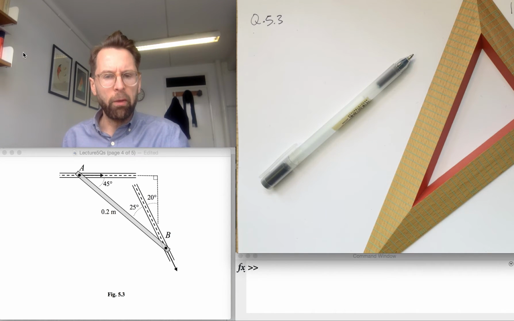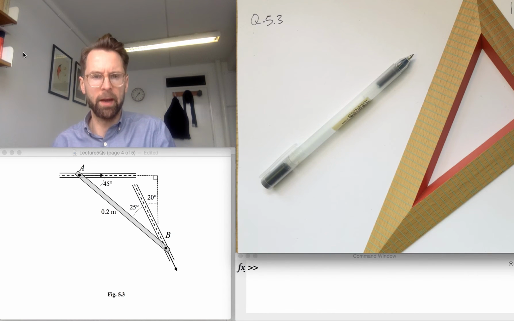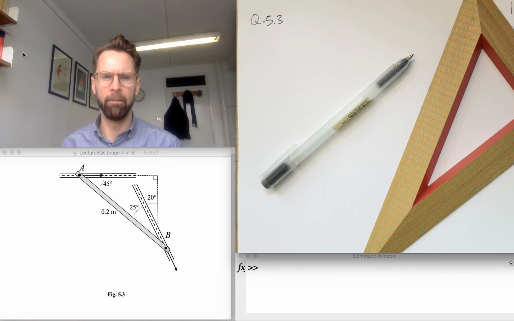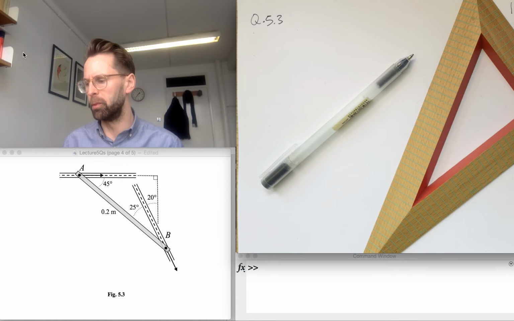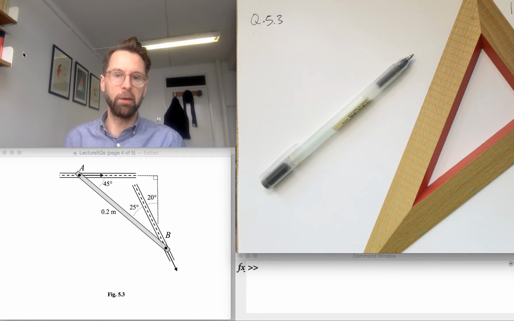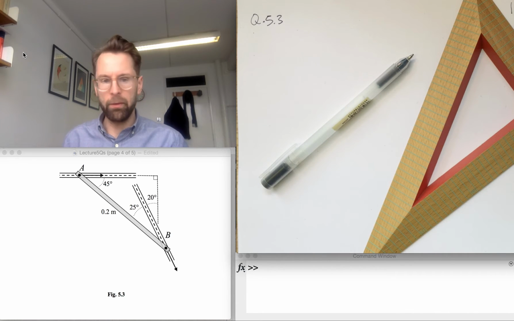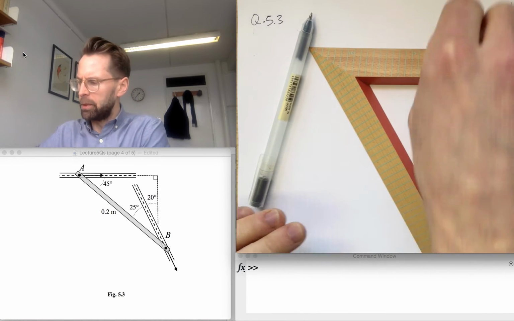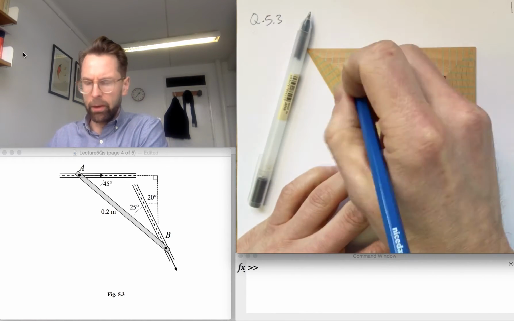Question 5.3 is another past exam question, and to be honest, it's a bit of a pig. It's too hard, but it's still useful to go through, because if you can master this, then it's easier to master easier questions. So it's going to take me a while, but let me start with redrawing the figure.